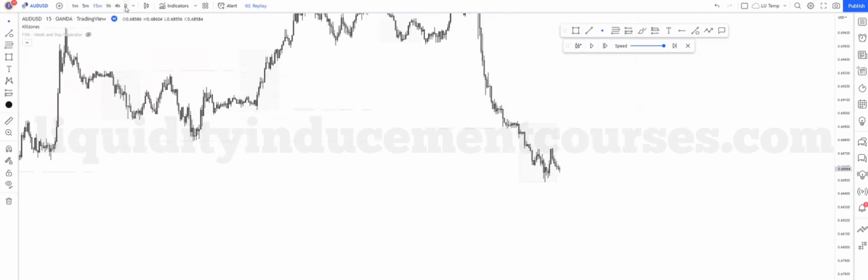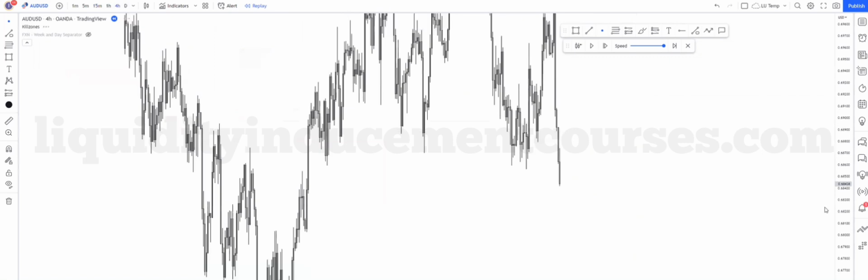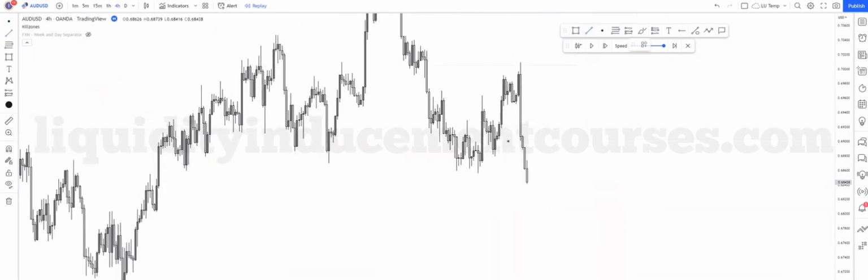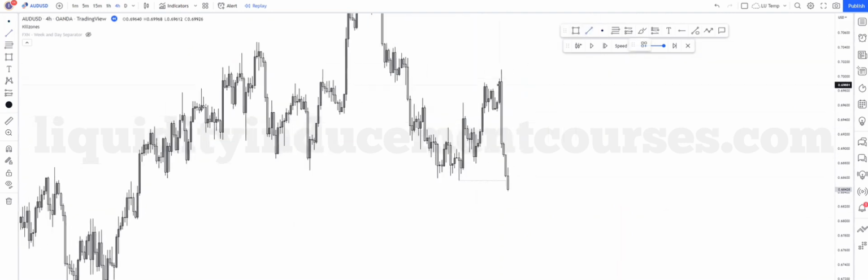So let's go to our higher time frame. Let's go to the 4 hour real quick. See what we see here. So you can see we took out a previous low. There is sell stops resting below this low, and there is buy stops resting above this high. And the market moves from sell stops to buy stops.